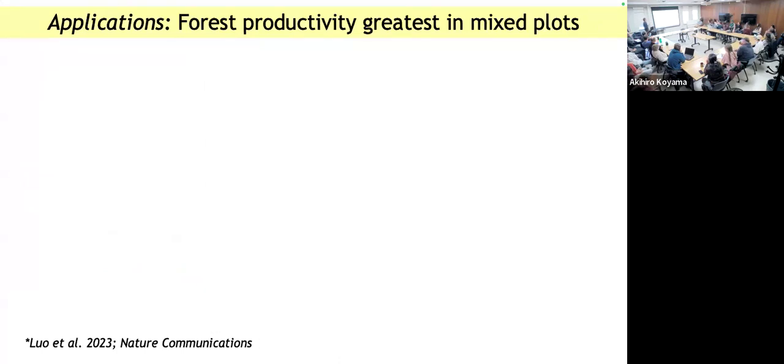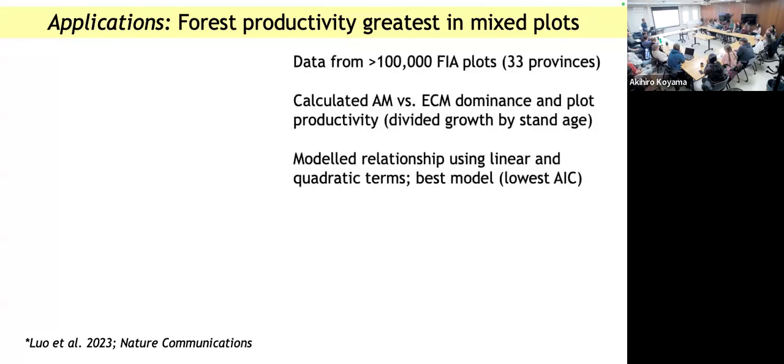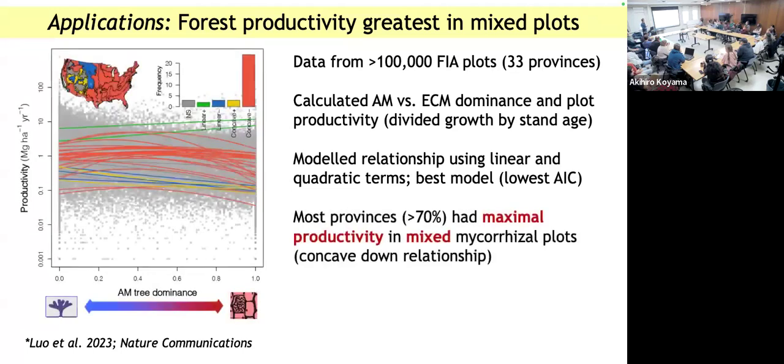Another application, to try to understand what this means for the carbon sink, is thinking about forest productivity. Now I mentioned that thousands of these plots have had soils taken from them. All of the plots, over 100,000, have looked at tree growth and productivity. So we can use the full data set of the Forest Service. We calculated AM and ECM dominance and looked at growth intervals over time. And then we modeled the relationships of growth based on the different ecoregions.